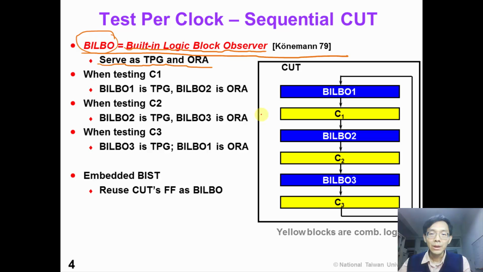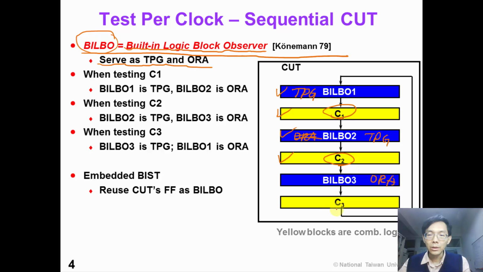In this picture, the yellow blocks are the combinational logic and the blue blocks are the billboard register. When we want to test combinational block C1, billboard 1 is configured as a TPG and the billboard 2 is configured as ORA so that we can test the combinational logic C1. When we want to test combinational block C2, we will configure billboard 2 as TPG and the billboard 3 as ORA so that we can test combinational block C2.